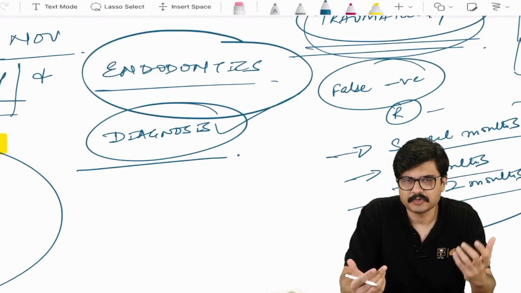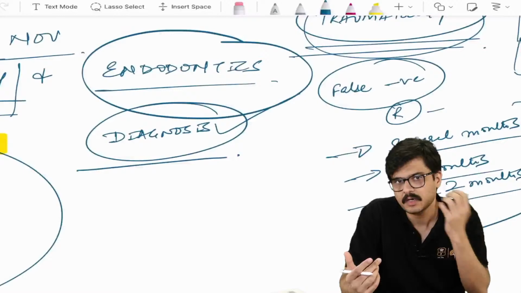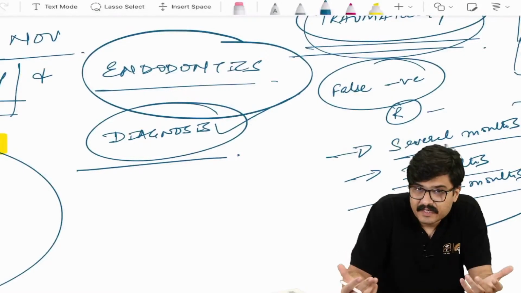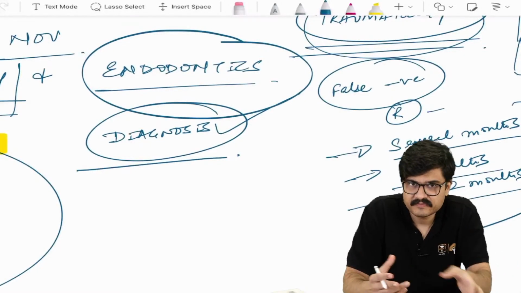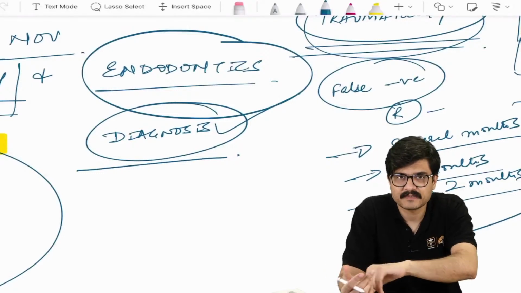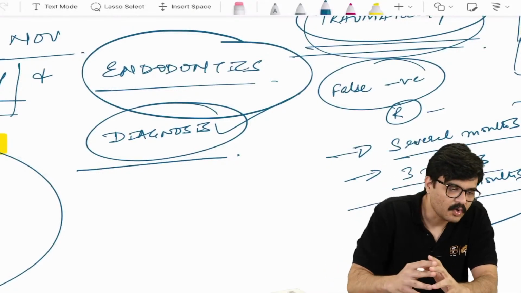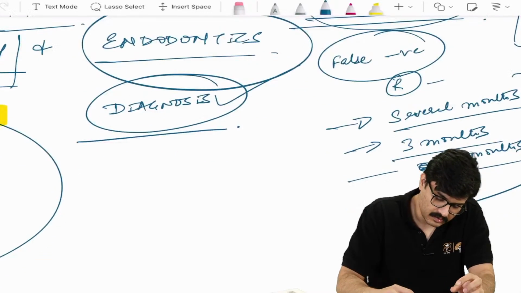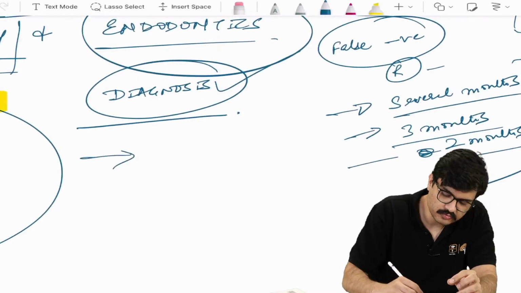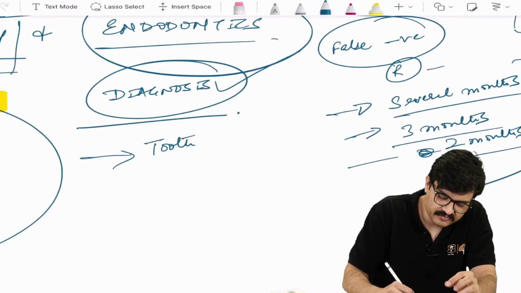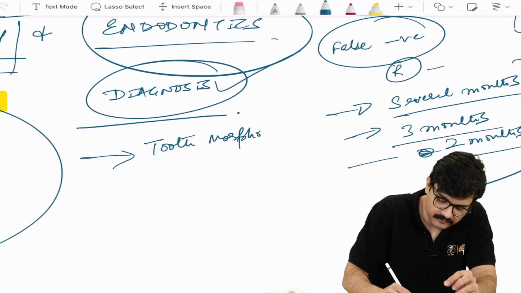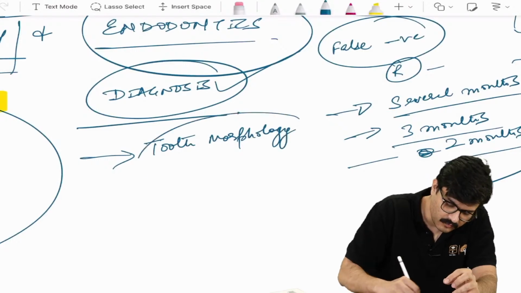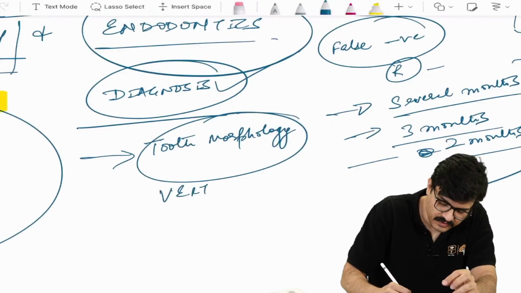A patient is sitting in the OPD with a cold jar against his face. What is the diagnosis? Is it pulpal necrosis? Is it irreversible pulpitis? Right? So all of these things are extremely important, guys. From diagnosis, we move on to tooth morphology. Be rest assured that one question from the Vertucci classification will definitely be asked.